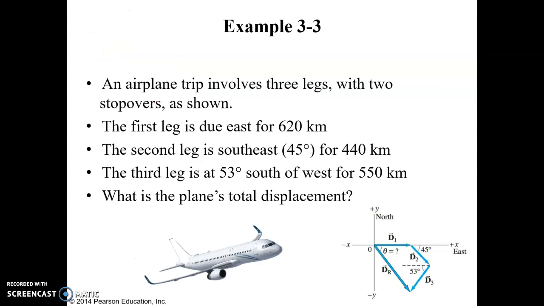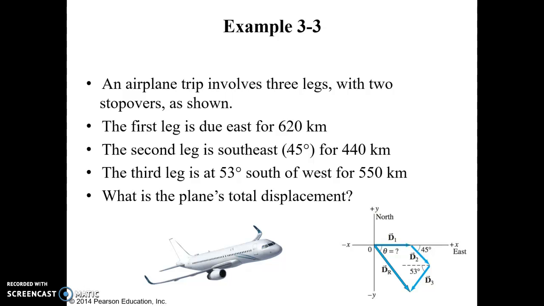Let's look at another example. This is using the same method of components, but this time we are going to be adding 3 vectors instead of just 2. And so the first leg is due east for 620 kilometers. The second leg is southeast, exactly southeast. So it's at 45 degrees for a distance of 440 kilometers.